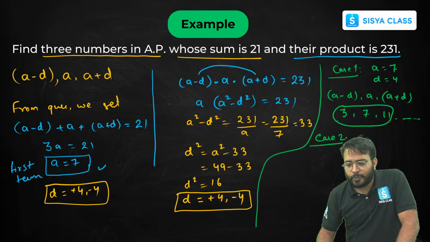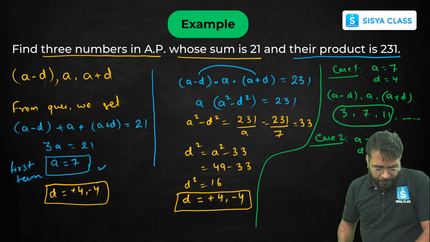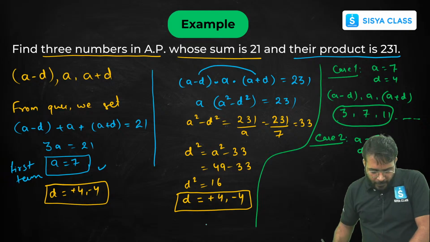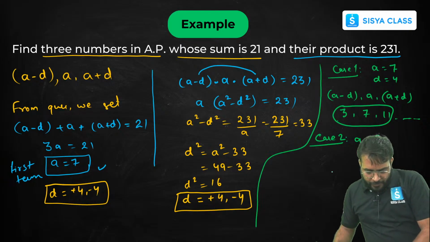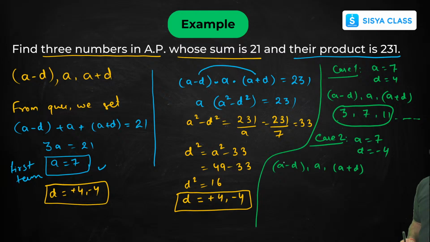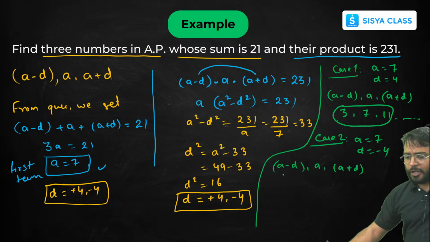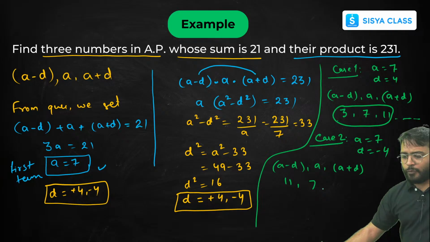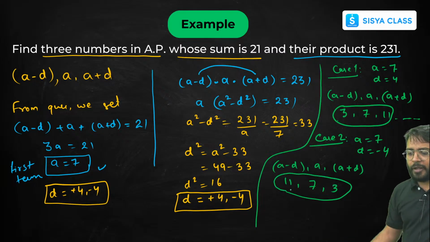Case 2 means you have to assume your a is equal to 7 and d is equal to minus 4. So d is equal to minus 4, now what is going to be your first term, a minus d, a and a plus d, yes or no? So a value is 7 and d value is minus 4, so minus and minus will become plus. That's why you will get 11, and here you will get 7, and here a plus d means 7 minus 4, it is going to be 3. So again the three terms are going to be 11, 7 and 3.